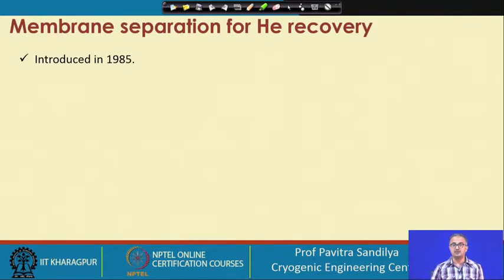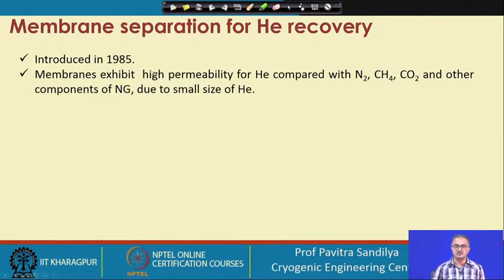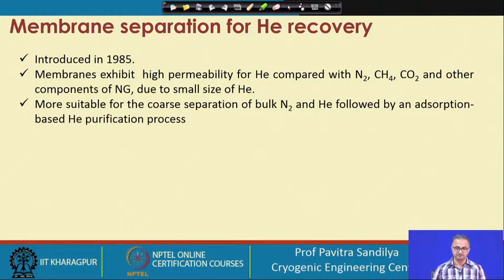Now next we come to membrane separation for helium recovery. Membrane processes came later than adsorption, and it is not a very old process. It was introduced about in the 1980s, and these membranes have high permeability for helium, because helium happens to be the smallest of all the components. So the membrane will permit the helium to pass through it, and other components will be retained. That is how we are able to use membranes for helium purification.